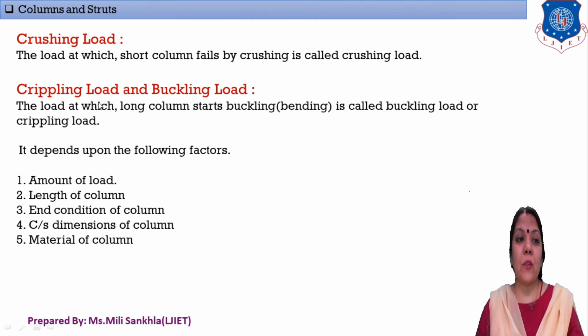But these two loads, crushing load and buckling load, depend upon some factors. First factor is how much amount of load is applied on the column, then the length of the column, then the end condition of the column, and which material the column is made of. It may be RCC, steel, wooden. And the fifth, cross section dimension of the column. These are the five factors on which crushing load and our buckling load depend.